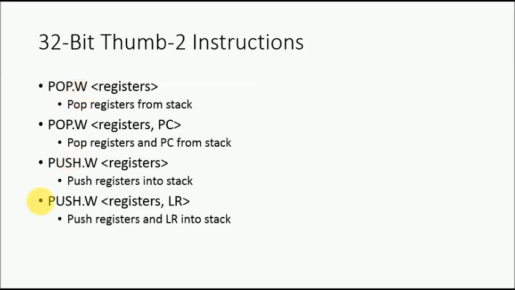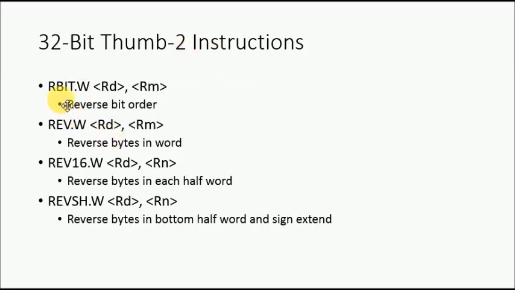RBIT.W Rd, Rm. So this instruction is going to reverse the bit order. Remember, this instruction reverses the bit order of Rm, and then it will be stored into Rd. REV.W Rd, Rm. This instruction is going to reverse the bytes, a byte being 8 bits, and then transfer the result to the register Rd. So the content of Rm is reversed, the bytes are rearranged in reverse order, and then transferred to the register Rd.